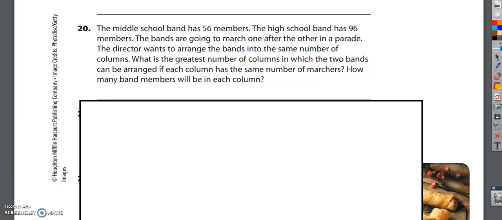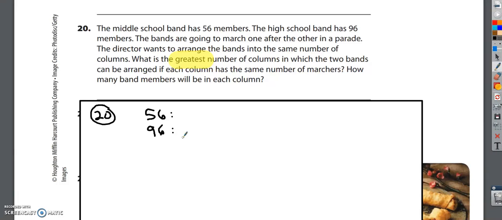So let's reread this and decide what kind of problem it is. What is the greatest number of columns in which the two bands can be arranged? That word greatest means this is a greatest common factor question. So I'm going to identify the greatest common factor of 56, which is the middle school band, and 96, which is the high school band.